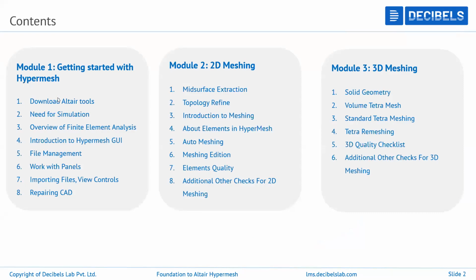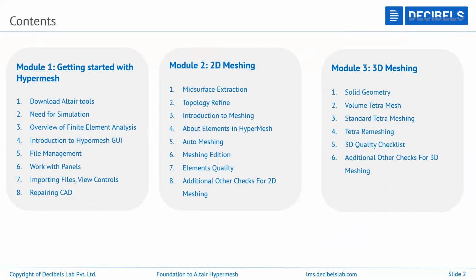In our last two modules, we have discussed the 2D machine and the introduction to HyperMesh. In these two parts, we have learned how to operate the basic things in HyperMesh, for example, importing the file, cleaning the geometry, editing the geometry. Along with that, we have learned mid-surface extractions. What are the different options available in HyperMesh to extract the mid-surface?